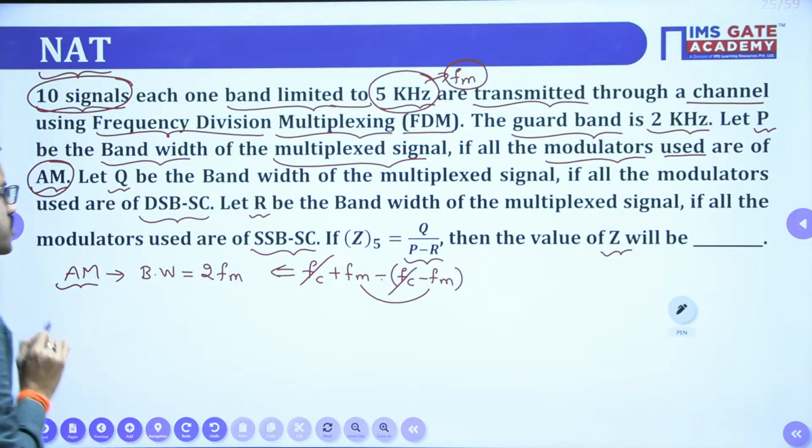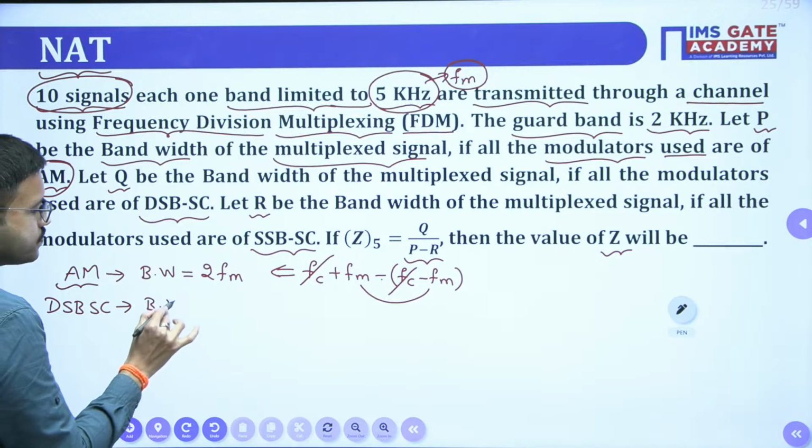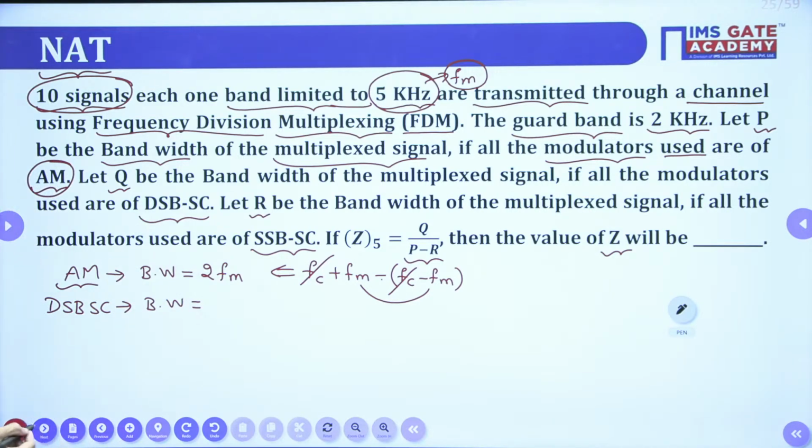Now, similarly, can you tell regarding the DSBSC signal? Regarding the DSBSC signal, what is the bandwidth?